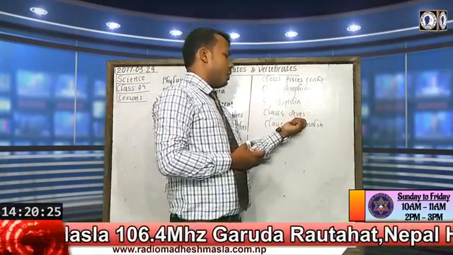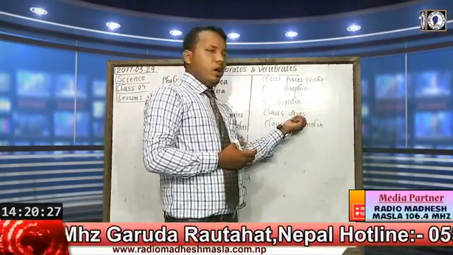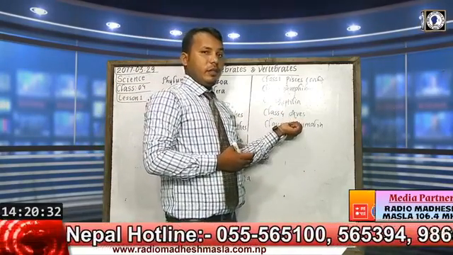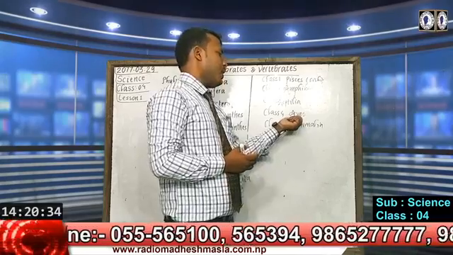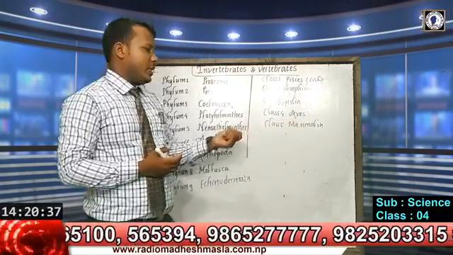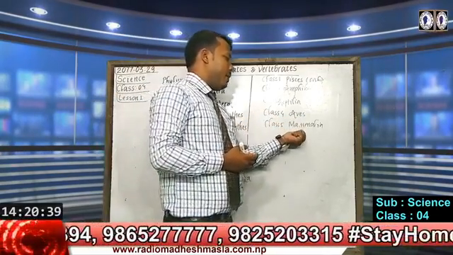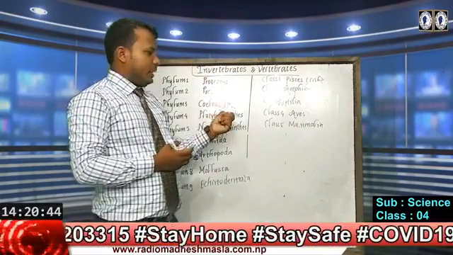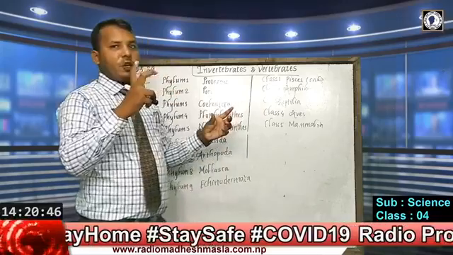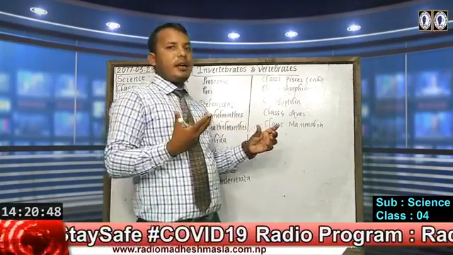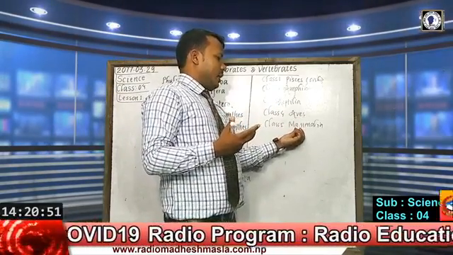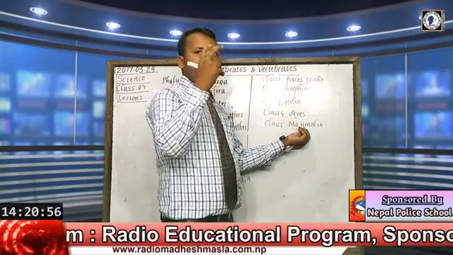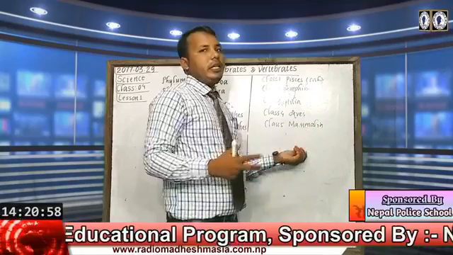Aves, all the birds are kept in this group. Are they cold-blooded or warm-blooded? Warm-blooded animals, isn't it? They have feathers on their bodies. And Mammalia, all the humans. It means the animals that give direct birth to their young ones or feed them milk are called Mammalia. They have mammary glands.